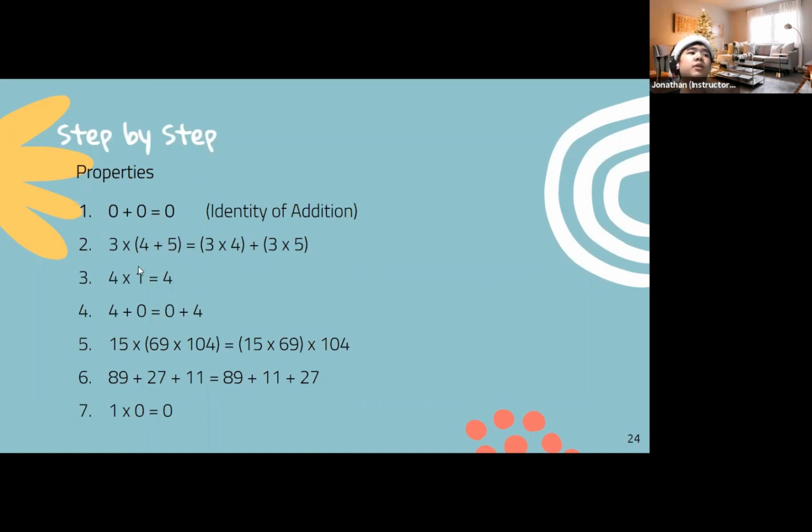How about this next one? This next one looks a lot like a distributive. And if you check the math, it works. So this one's distributive. How about the next one? 4 times 1 is 4. What property does that look like?